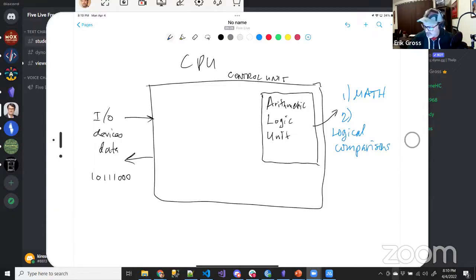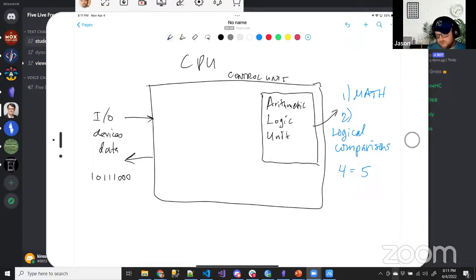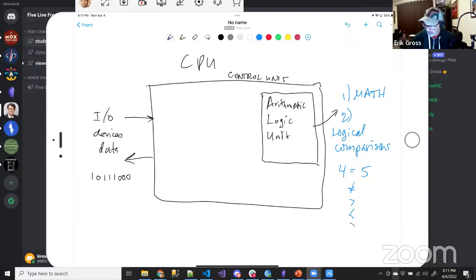Now, if we think about numbers, say 4 and 5, what are some of the logical comparisons we could do on those numbers? Equal to, not equal to, greater and less than. Good. We'd also do greater than or equal to, and less than or equal to.